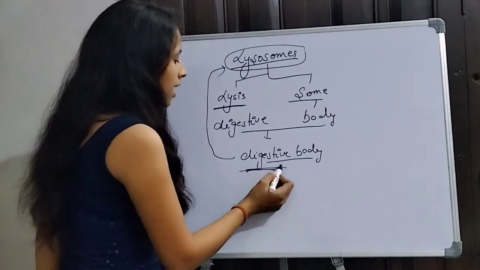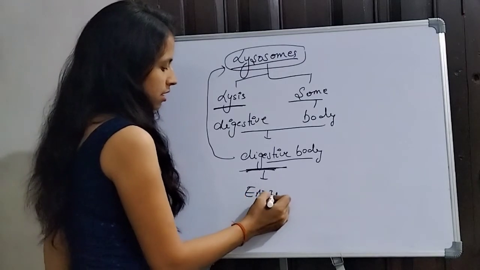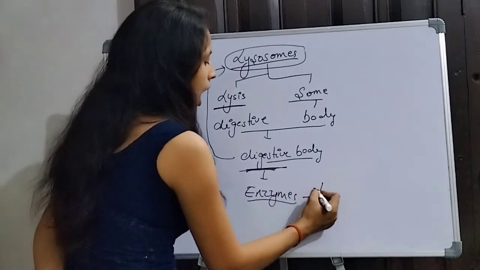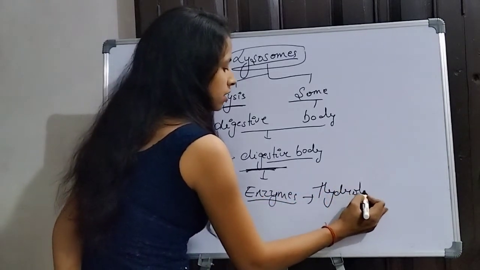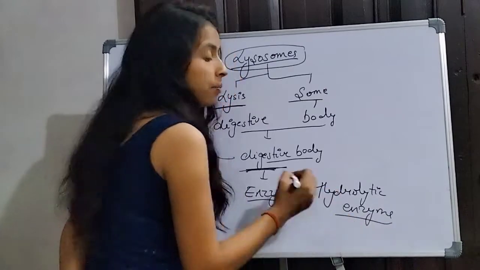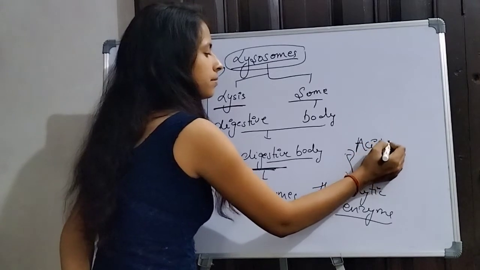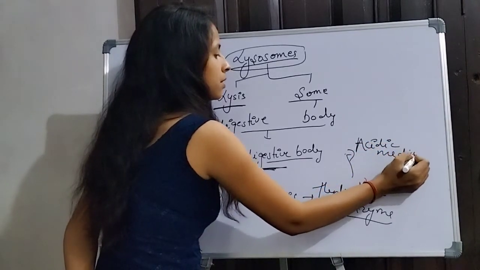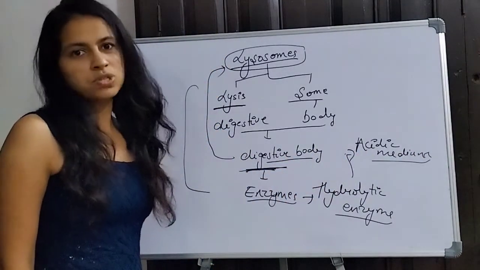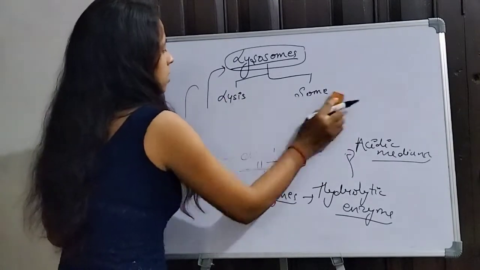So the digestive body contains some enzymes. These enzymes we call hydrolytic enzymes, because they mainly function in acidic medium. Okay, this is all about the outline of the lysosomes organelle. So guys, first we discuss the definition of this organelle.